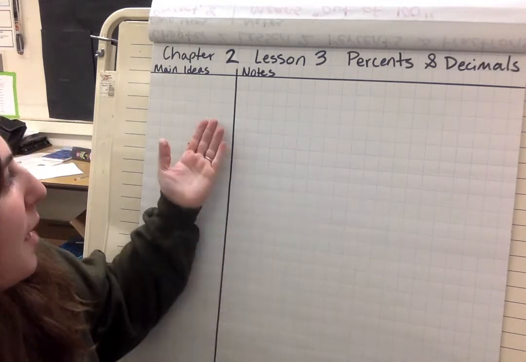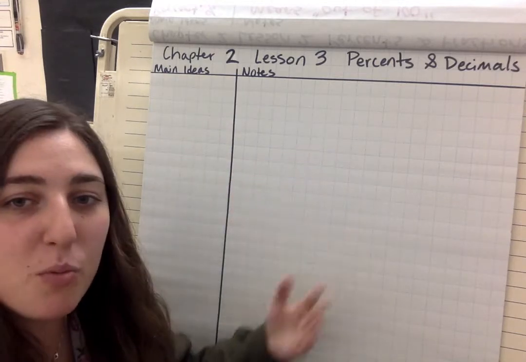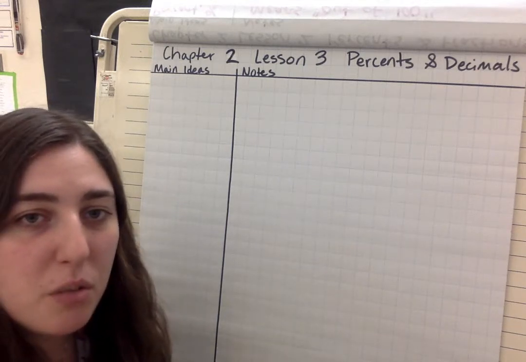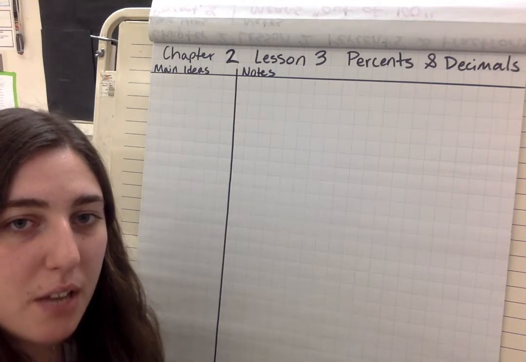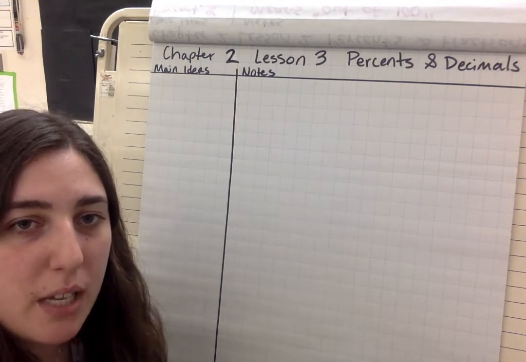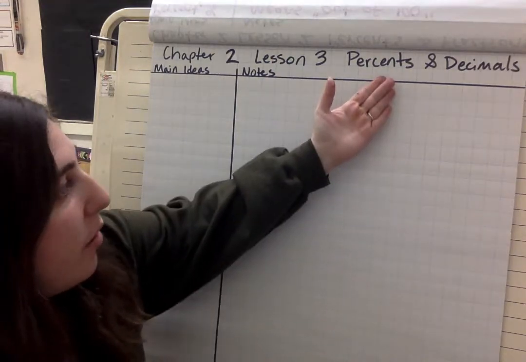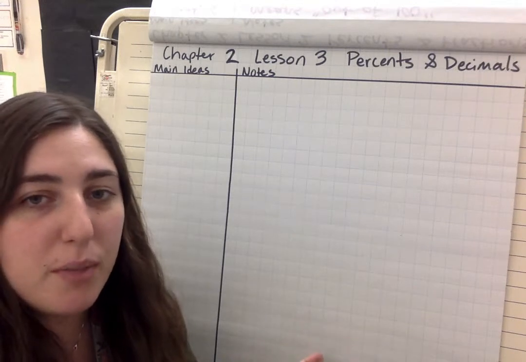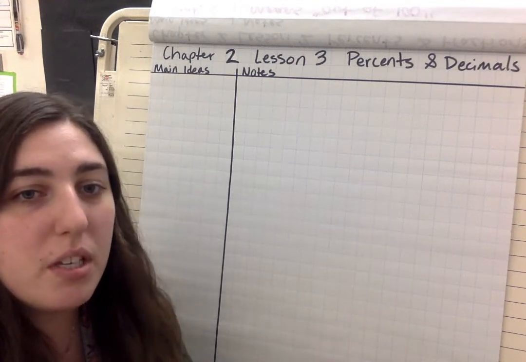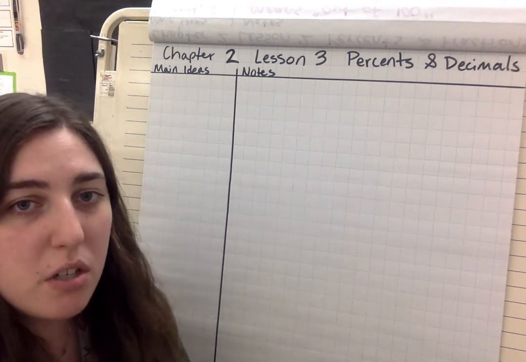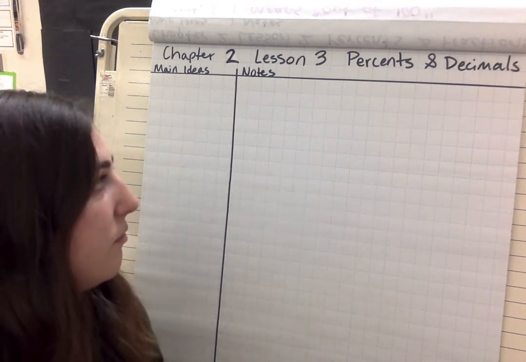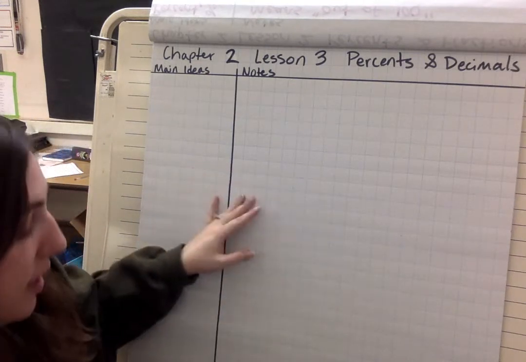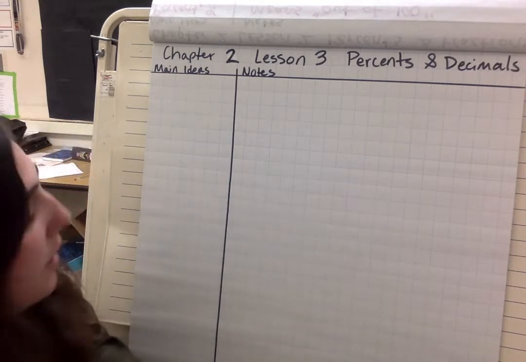Okay, so Chapter 2, Lesson 3, Percents and Decimals, we're really building off of Lessons 1 and 2. In Lessons 1 and 2, we learned how to go from a percent to a fraction or a fraction to a decimal. Here we're going to learn how to go from a percent to a decimal, and we're really going to just keep on using what we've been doing in lessons 1 and 2. So we're still going to be using those fractions to go to either a percent or decimal. I'll show you what I'm talking about. So make sure your notes look like mine. You got your main ideas in your notes column, and here we go.